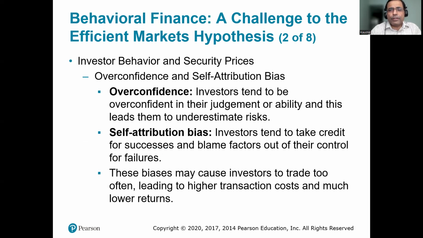Self-attribution bias means the investor will take credit for success and they will blame factors out of their control for failures, because of which, again, they may not take optimal investment decisions. They may trade more frequently, which leads to higher transaction costs and lower returns.